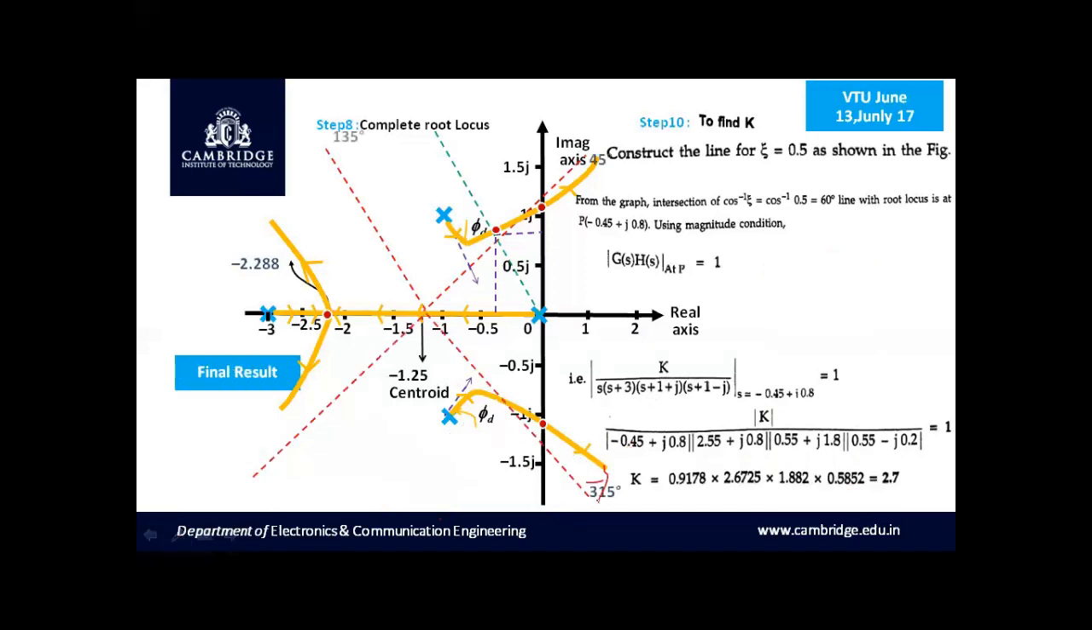Therefore, k will be equal to 0.9178 into 2.6725 into 1.882 into 0.5852. Hence, k will be equal to 2.7. So exactly at a point P, which is on the root locus, the value of k will be equal to 2.7. As the point P is on the region of the root locus, we have satisfied the angle condition. Once after satisfying the angle condition, we can find the value of k. So we are done with this problem.